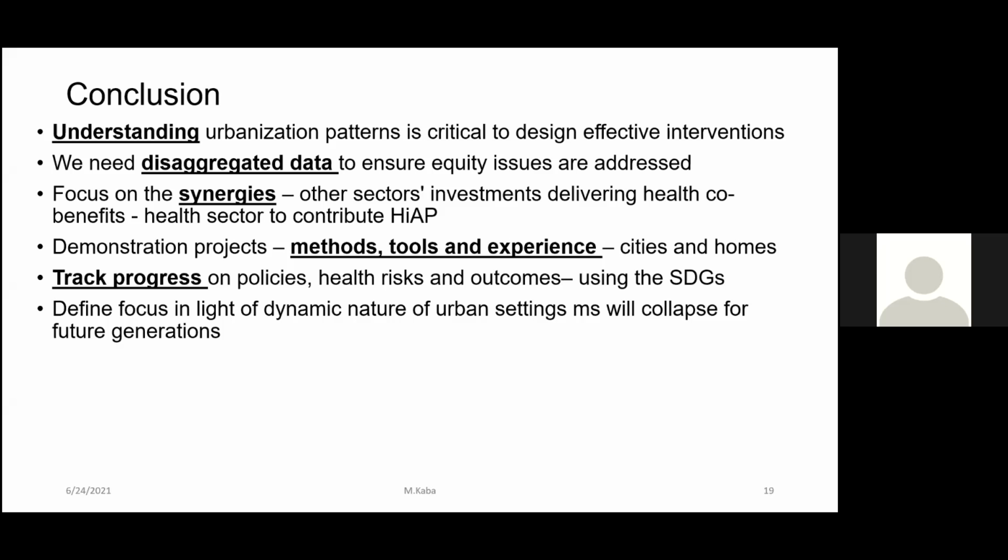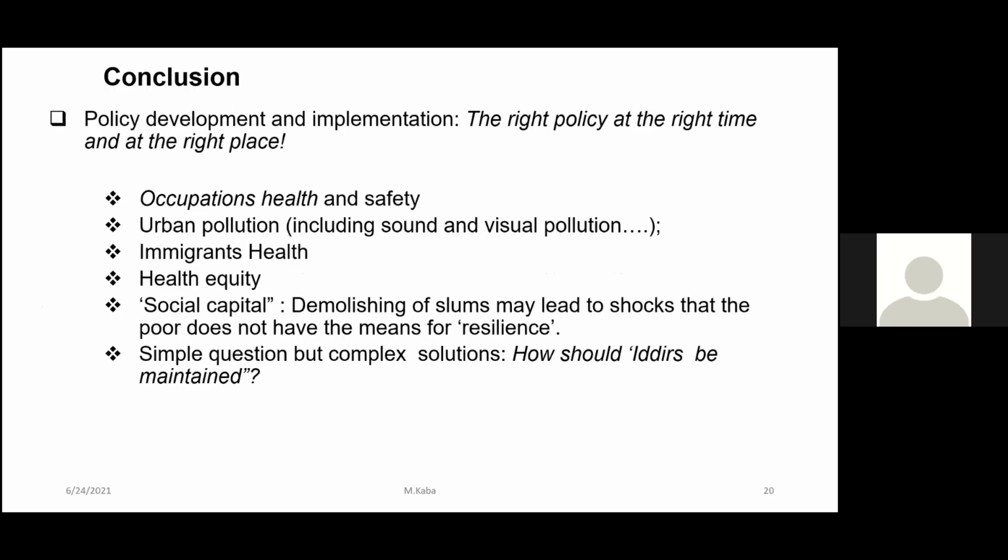We have tried to organize a project meant for specific areas like Sabatanya, which is more of a slum area, so that we can draw some lessons for Ethiopian cities. But unfortunately, because of funding, we couldn't really move that forward. Tracking progress could actually come from that, but tracking progress in terms of risks and outcomes in relation to the sustainable development goals is a quite critical element. Obviously, as I said, policy development and implementation require proper attention in terms of occupational safety, urban pollution, immigration from rural to urban, health equity, and social capital development.